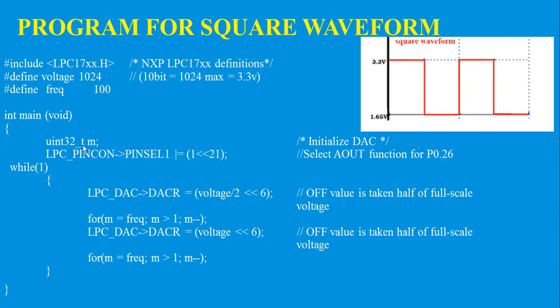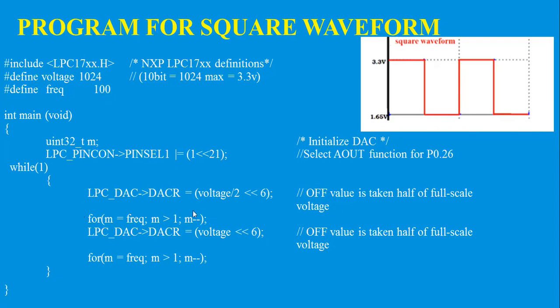Now this is the initialization of the main program, and here we declare a variable of unsigned integer, which reserves 32 bits. This statement configures the 26th pin of port 0 as an output pin. Now we enter the infinite loop, where initially the DAC register is loaded with voltage by 2, that means half of the maximum value. Therefore the minimum value of the square wave is 1.65 volts, and we wait for a certain span of time, here taken as 100 time units.